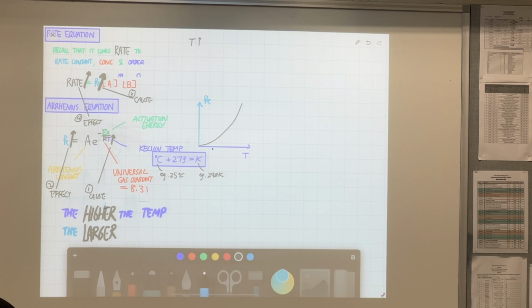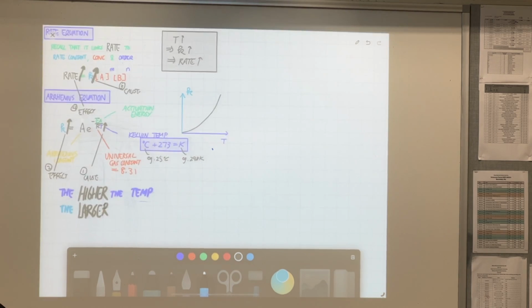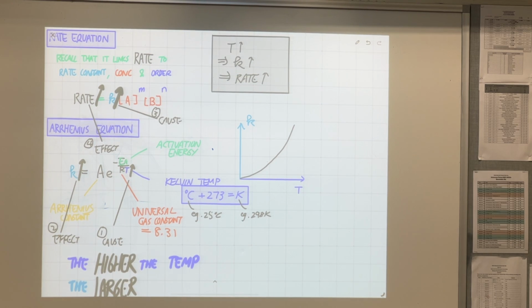As temperature increases, k increases. And as k increases, rate will increase at the end. So this is the consequence of the rate equation and the Arrhenius equation.